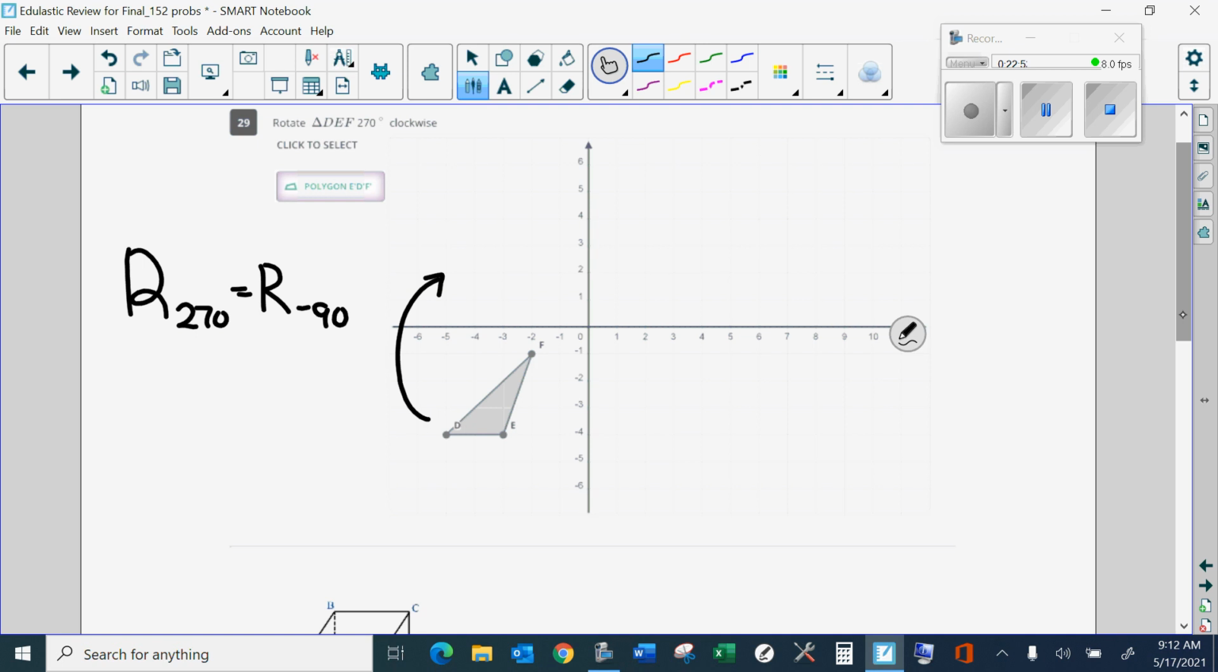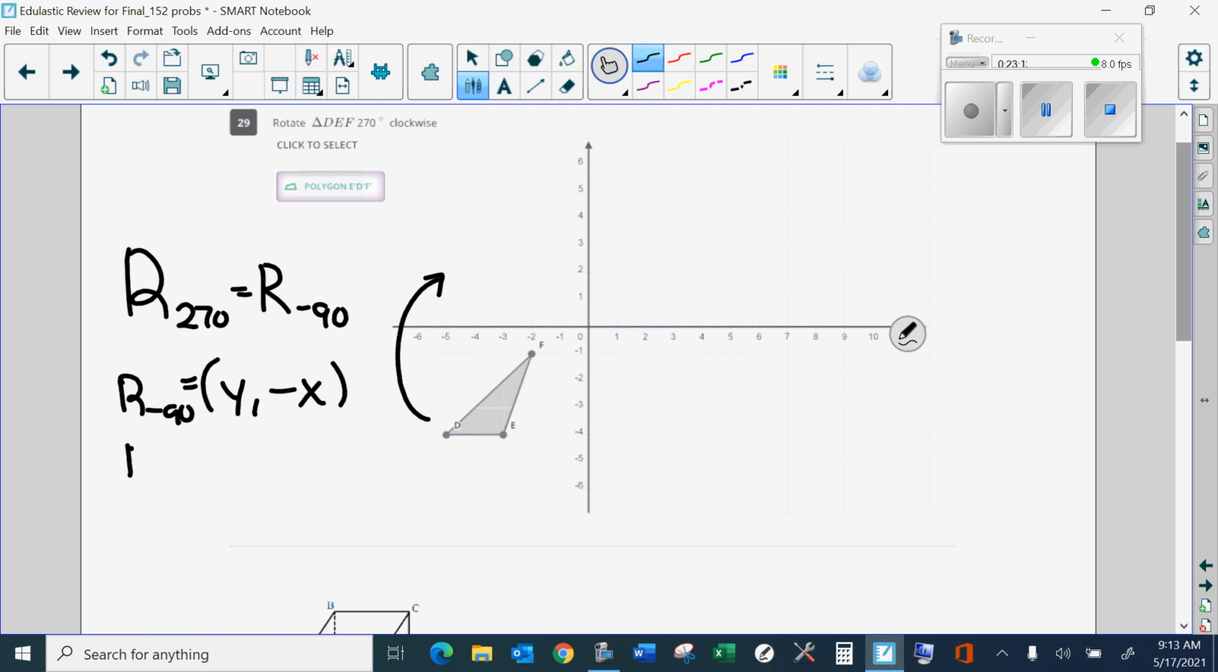Rotation of negative 90 degrees is a reflection over the y-axis first, which is the x-coordinate to negative x, and then switch the y and the x. So that's a rotation of negative 90 degrees. So we can apply that.